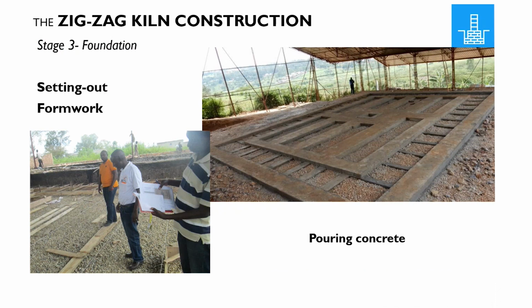In order to get quality work, setting or mapping out the kiln foundation is accurately conducted by professionals. Then after that, a formwork to support the concrete pad for kiln foundation is erected, following drawings, standard and specification. Then a well-mixed concrete is poured inside the formwork.